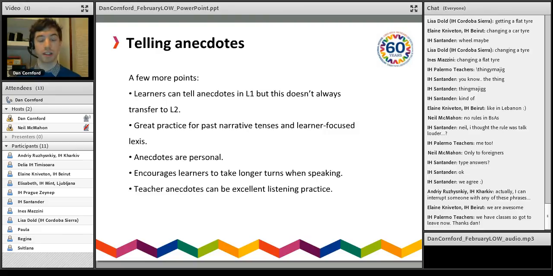Secondly, anecdotes for obvious reasons are fantastic practice for past narrative tenses. The one I just told you was full of past simples, past continuouses, past perfects, present perfects. But also it's really good practice for learner-focused lexis because it's personal. These are stories that have actually happened to our learners and stories that they want to tell. So even if the lexis is kind of specific, maybe not applicable in that many circumstances, it's personal and therefore more memorable. So what a fantastic opportunity for our learners to look up some things that are really useful and meaningful to them.